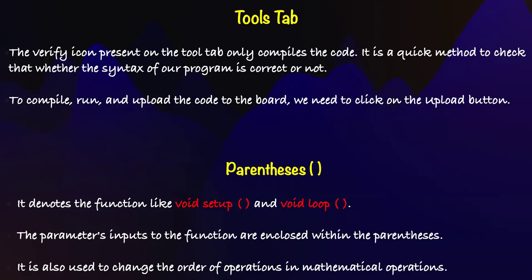The verify icon present on the tool tab only compiles the code. That is what we need during every code, the compilation of code, so we'll be using the verify icon. It's basically the checking part. We check the accuracy of the code with the verify button. To compile, run, and upload the code on the board, we need to click on the upload button. By clicking there, we combine all three instructions: compile, run, and upload. Then comes the parenthesis.